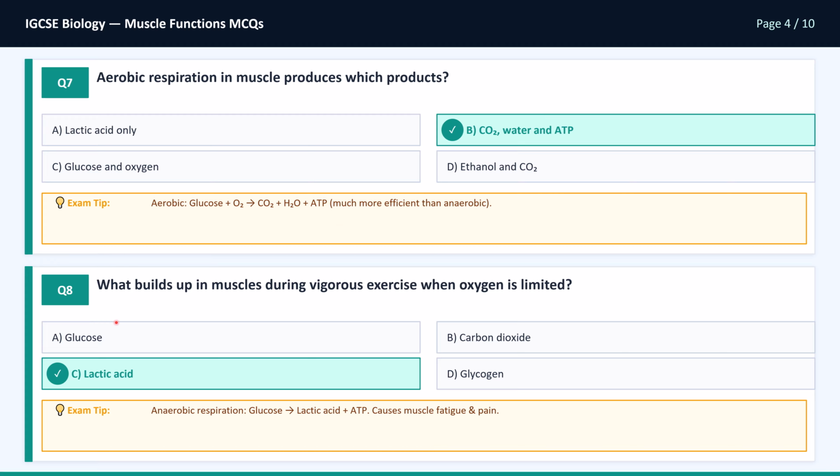Question 8. What builds up in muscles during vigorous exercise when oxygen is limited? Option A, glucose. Option B, carbon dioxide. Option C, lactic acid. Option D, glycogen. Correct option is option C, lactic acid. Exam tip: anaerobic respiration, glucose into lactic acid plus ATP, causes muscle fatigue and pain.